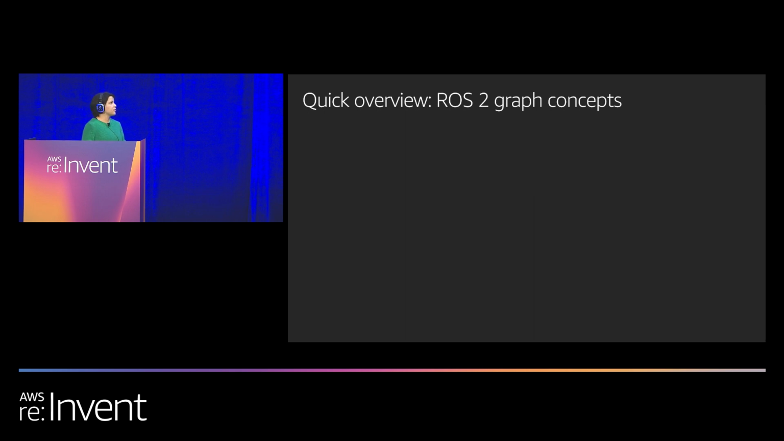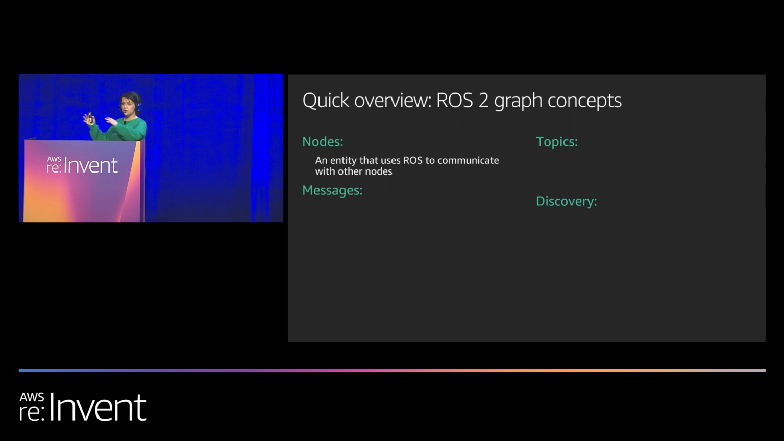So first, let's learn a little bit about the quick overview concepts that you'd need to be familiar with. There's nodes, as we mentioned before. There's also messages that you can subscribe to, for example, as I mentioned in the previous slide. And we have topics, and we have discovery. So nodes are an entity that use ROS to communicate with other nodes. Like I said, a node can publish, and a node can subscribe to different messages that are being published. Or you can publish a message for a specific node that you wanted to listen to you.